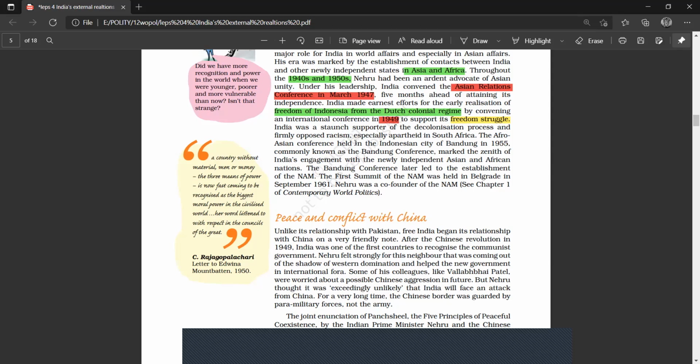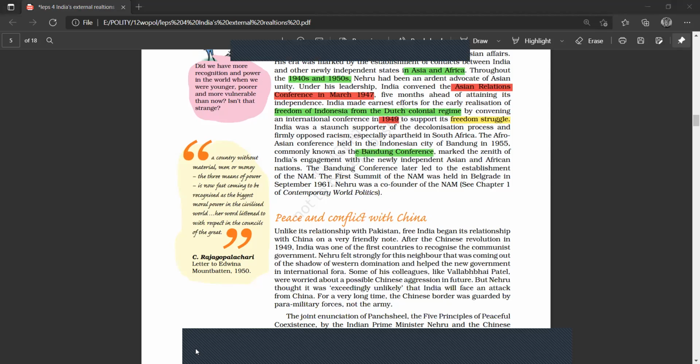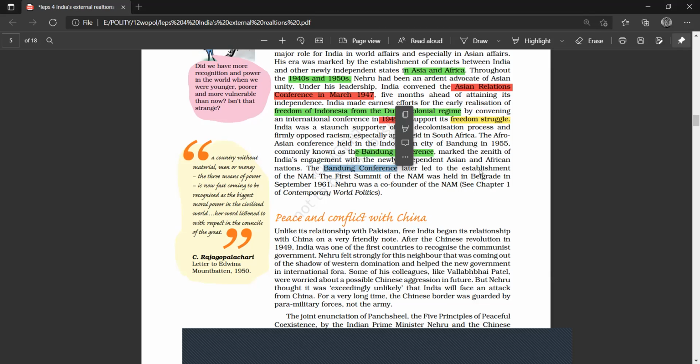The Afro-Asian Conference held in the Indonesian city of Bandung in 1955, commonly called the Bandung Conference, marked the zenith of India's engagement with the newly independent Asian and African nations. The Bandung Conference later led to the establishment of the NAM, the Non-Aligned Movement.